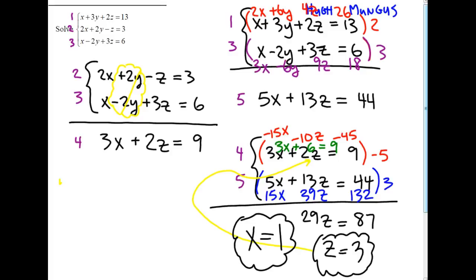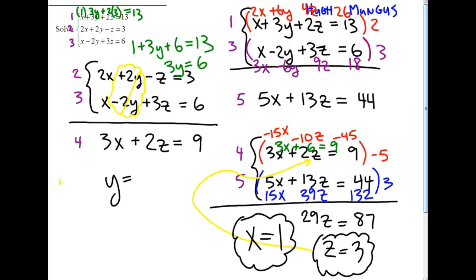Z is 3. What's y? Take those two, plug those into any one of the original equations for x and z. So I would say the top one would be fine. For x, I put a 1 in. Plus 3y plus 2 times 3 equals 13. So 1 plus 3y plus 6 equals 13. Subtract 7, that's going to be a 6. 3y equals 6, so y is 2. That works.